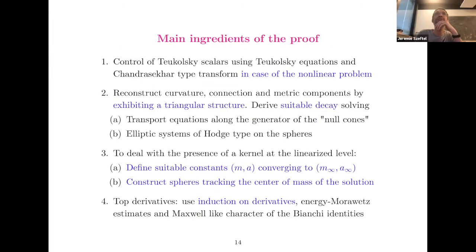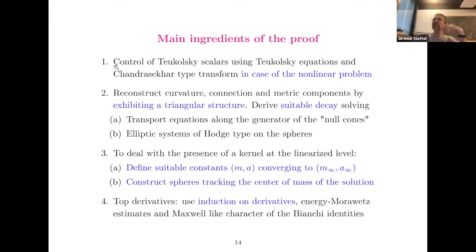Okay, so now let me give the main ingredients of the proof. And again, at this stage, the structure of the proof is the same for the stability of Schwarzschild and Kerr, and it's only later that I mention the new ingredients for Kerr, what differs. In fact, here the common strategy, if you want, is the same.